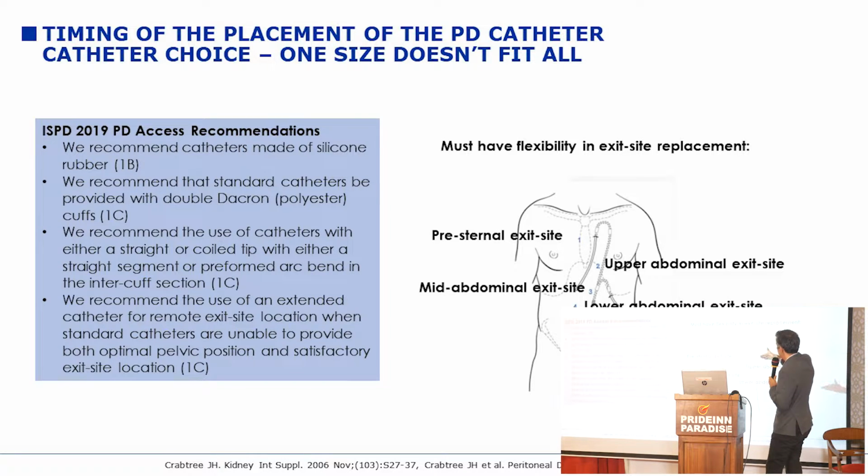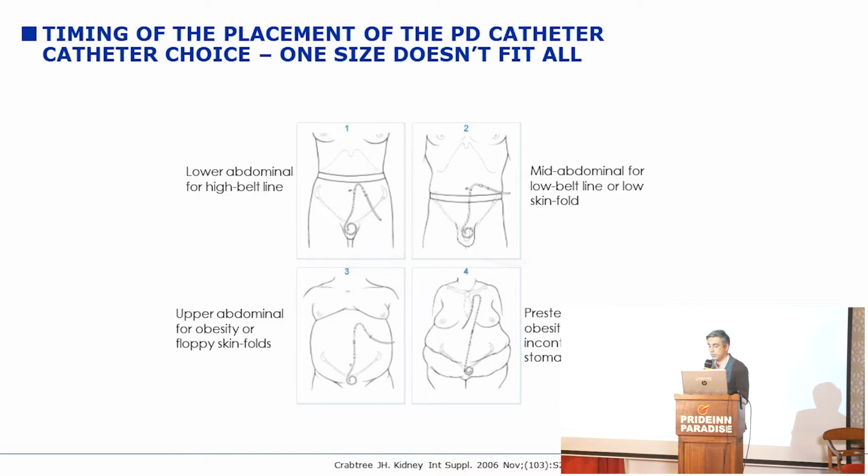And then I also put this because there are different sites, and these sites can be used for different patient profiles. Generally, there is just one approach, but actually there can be others. For example, for obese patients, it's generally suggested to start with upper abdominal or presternal. And with regards to the high belt line, different approaches can be applied.